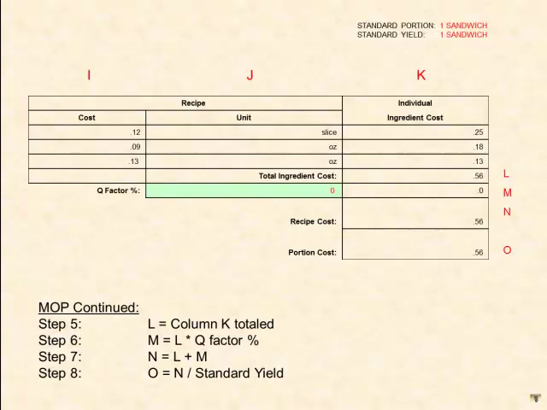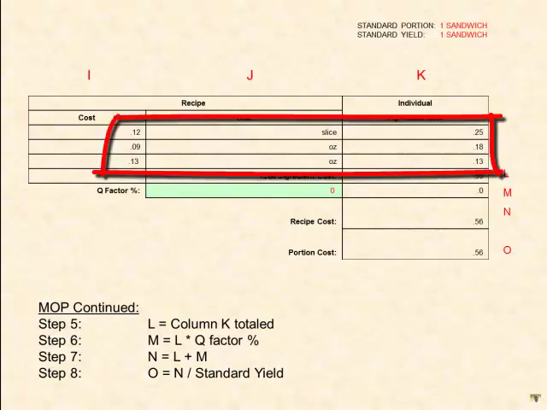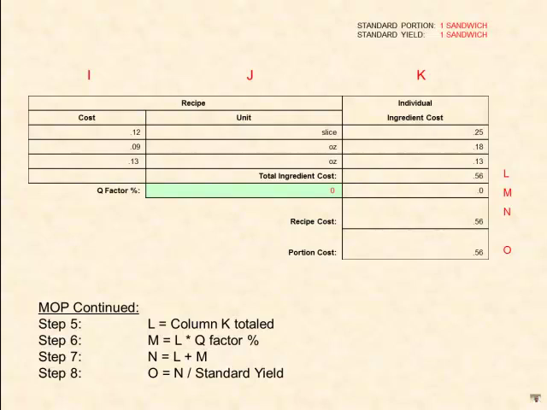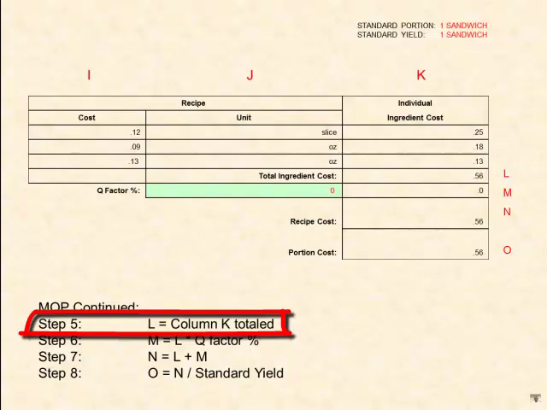Okay, so $2 a slice for wheat bread gives us 25 cents, 9 cents for our peanut butter, and we need 2 ounces of that, so that gives us 18 cents. And then 13 cents for an ounce of grape jelly, that gives us 13. And then we total them all up. So you'll see there, step 5, to get L, column K is totaled, 56 cents.